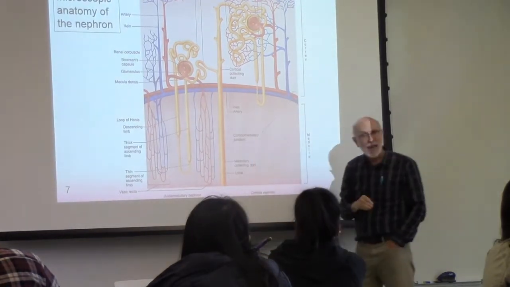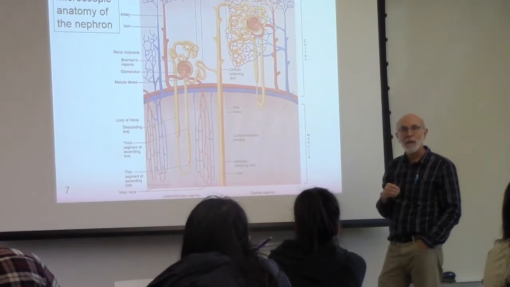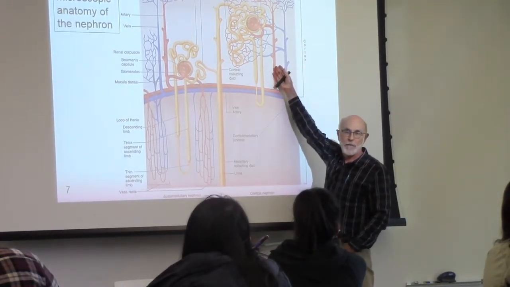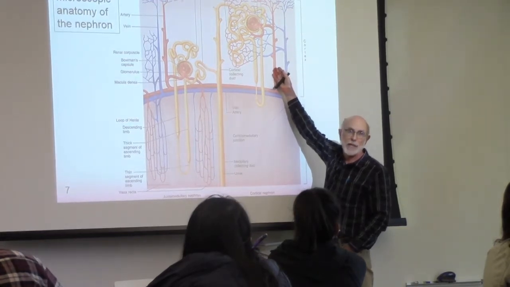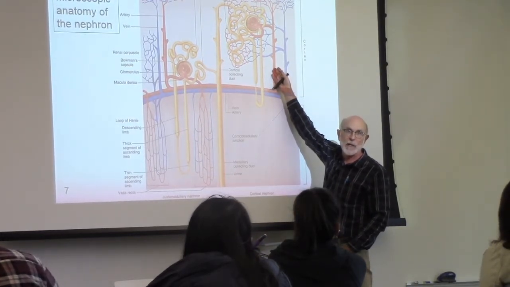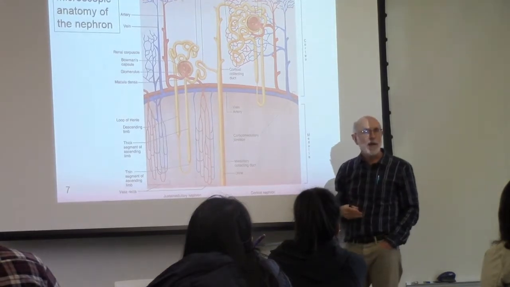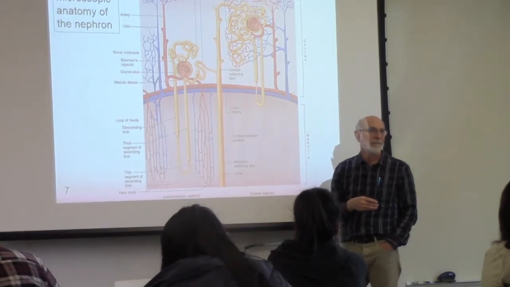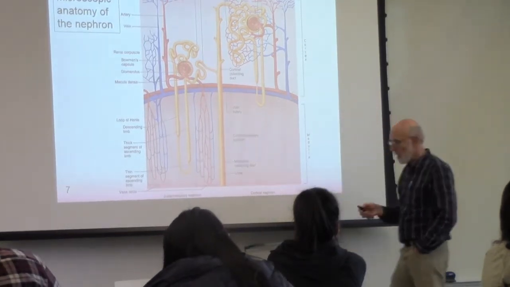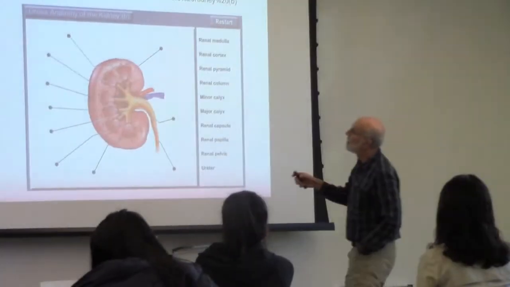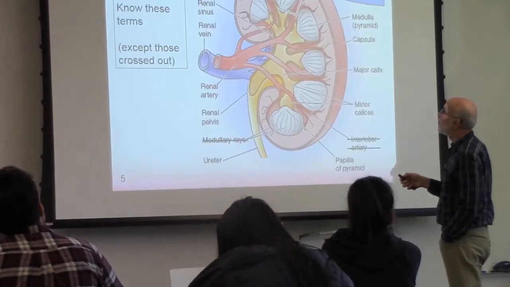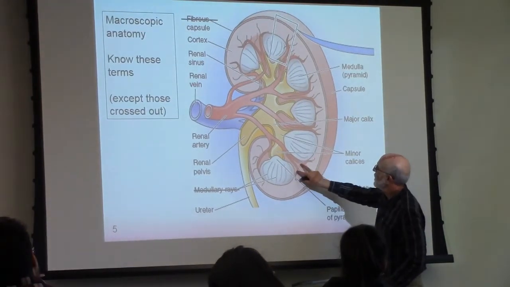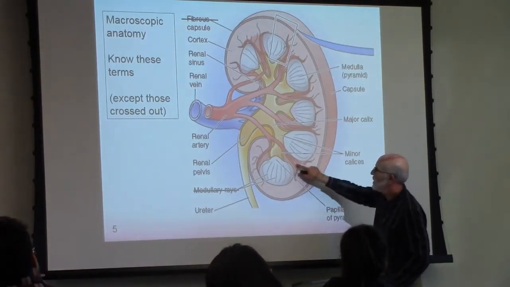Now did that answer your question? The columns, from a functional perspective, a column is just like cortex. It's really an extension of the cortex. From an anatomical perspective, it's part of the cortex that has sort of penetrated into the medulla. So that's why, for example, in slides like this, no, this one's not easy to see, but in slides like this, the column is connected to the cortex.